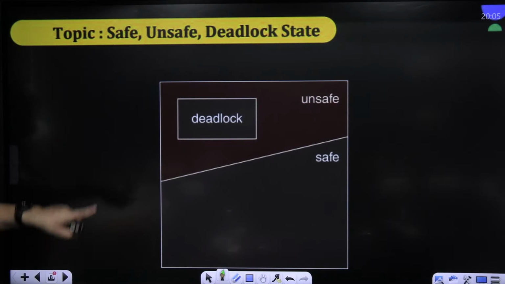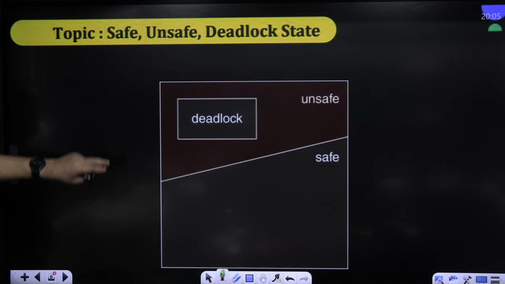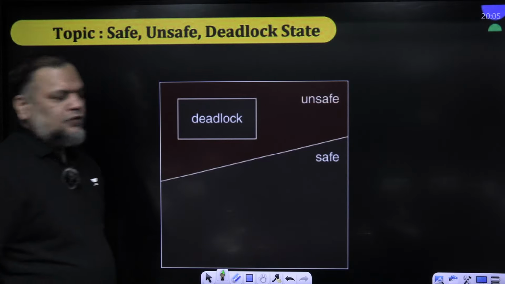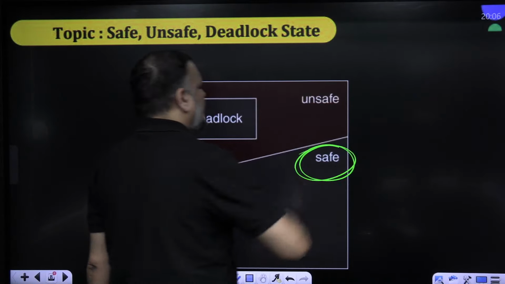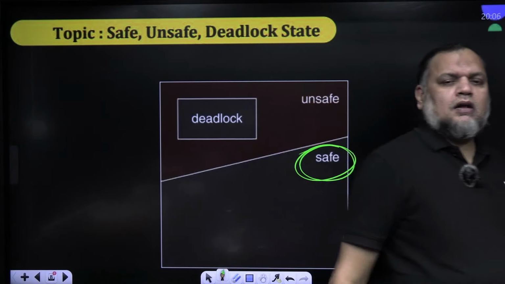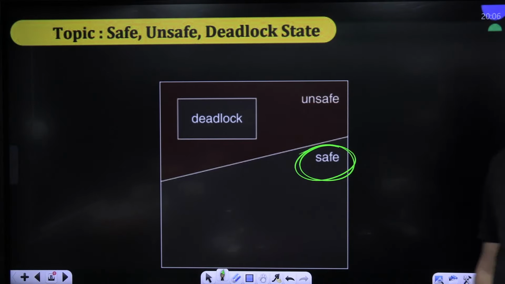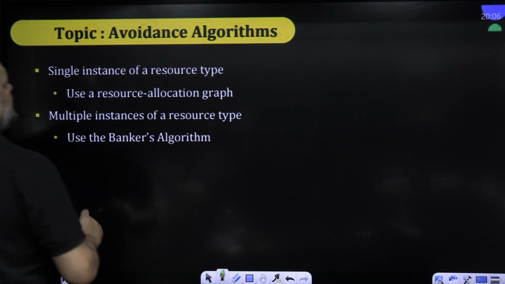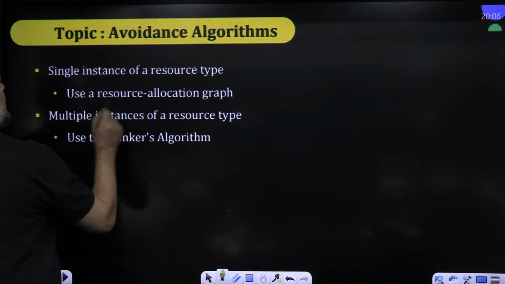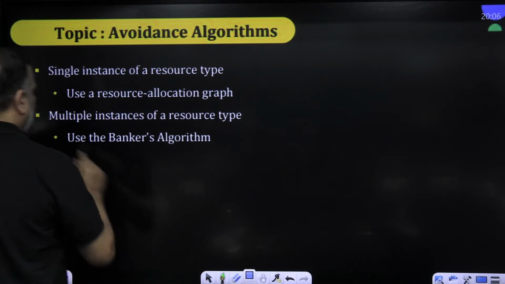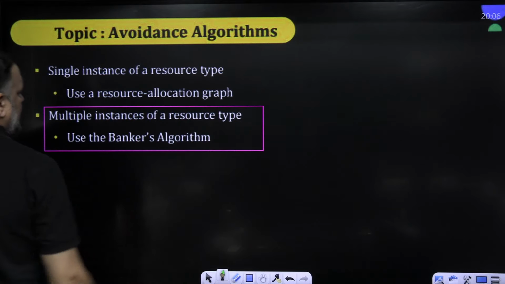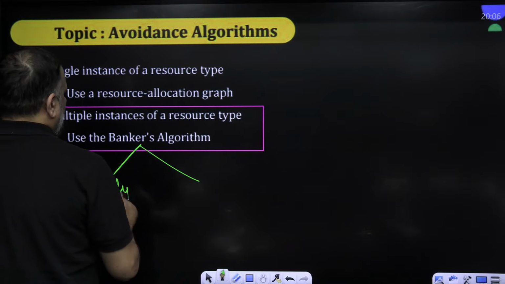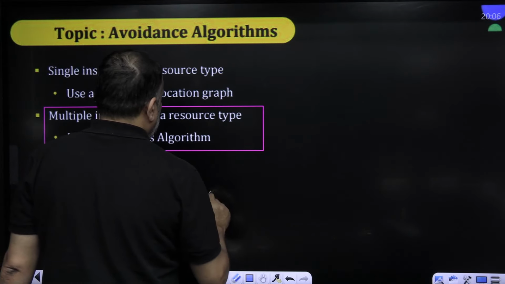In Venn diagram form, you can say this is the Venn diagram of the system state. The system can be safe, the system can be unsafe. From unsafe we may go into deadlock. So the basic objective of Banker's algorithm is to always operate the system in safe mode, safe state, and never allow the system to go into unsafe. Okay, how we check whether the system is safe or unsafe, we will see. As I said, there are two algorithms for avoidance. One is for single instance, which is called resource allocation graph. The other is for multi-instance, which we will discuss: Banker's algorithm. In Banker's algorithm, there are two sub-algorithms. One is called the safety algorithm, and the other is the resource request algorithm.